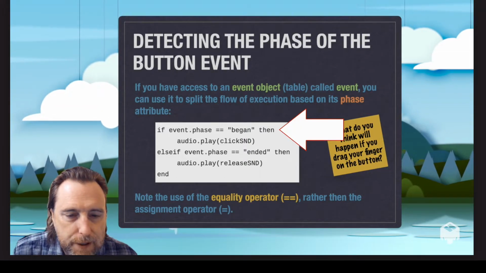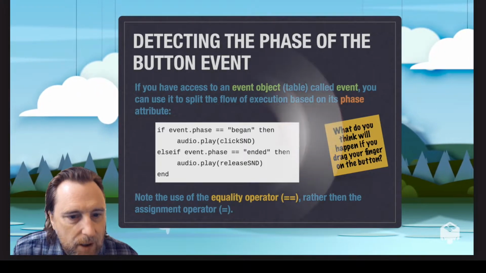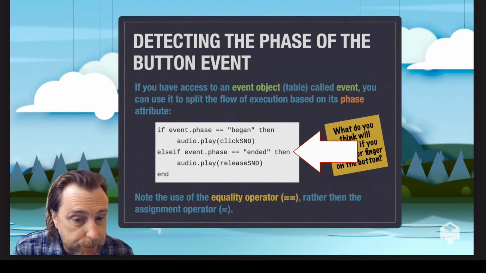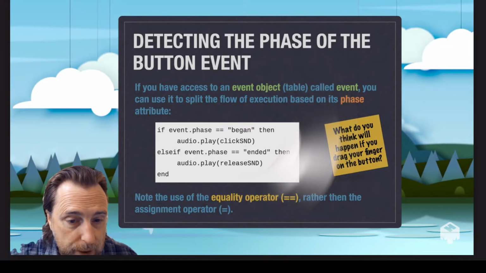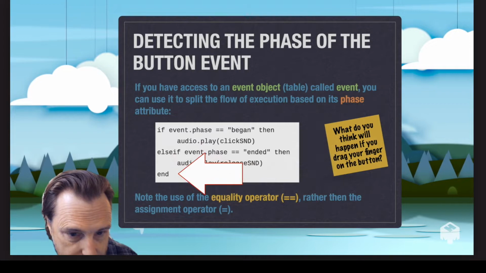All right, so to flesh it out with actual Lua code, you would write it something like this: if event.phase double equals began, then audio.play click sound. Else if event.phase double equals ended, then play release sound, end. So note a couple things.